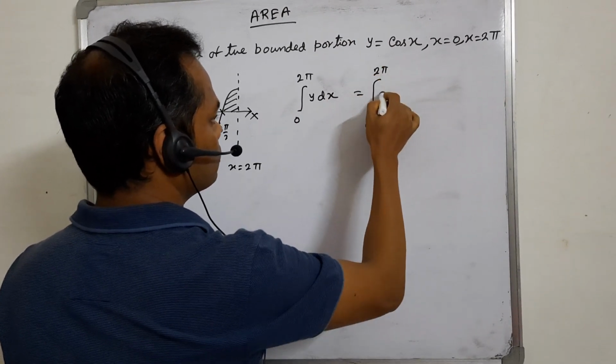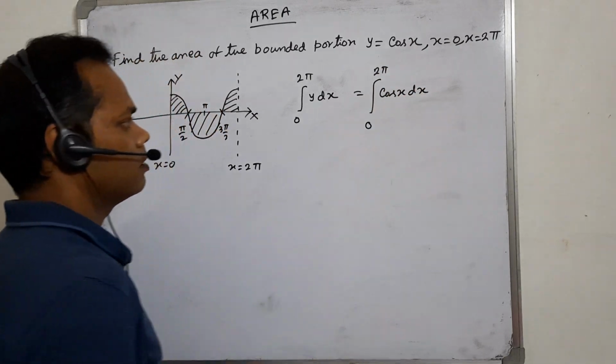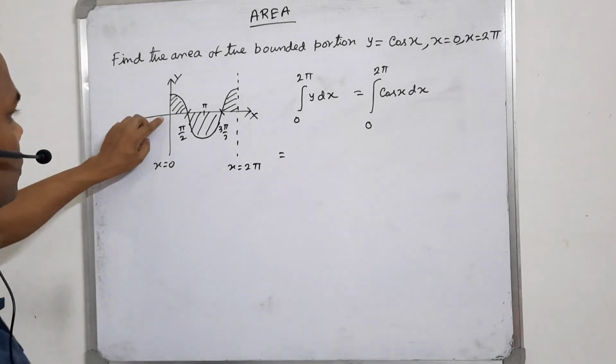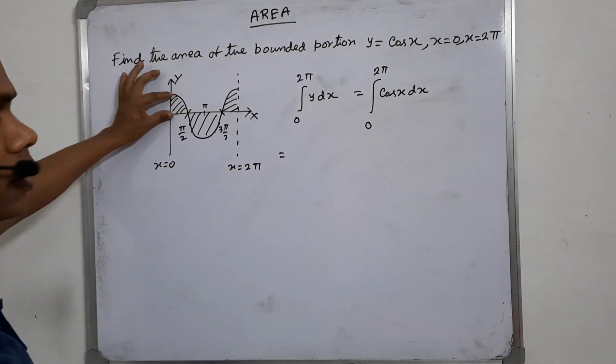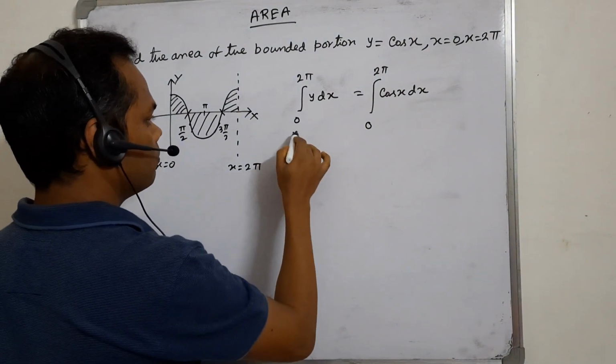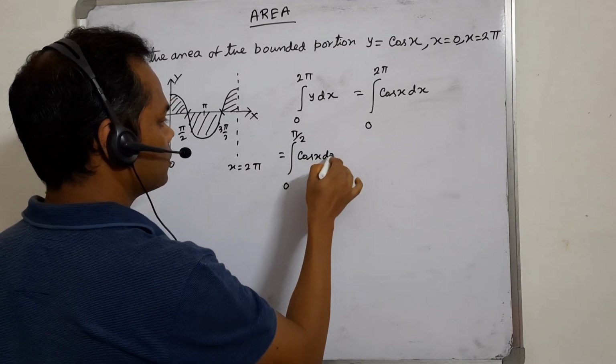And x changes from 0 to 2 pi, where y is equal to cos x dx. But you see that from 0 to pi by 2, this is in the upper region of the x-axis, so it is divided: from 0 to pi by 2, cos x dx.